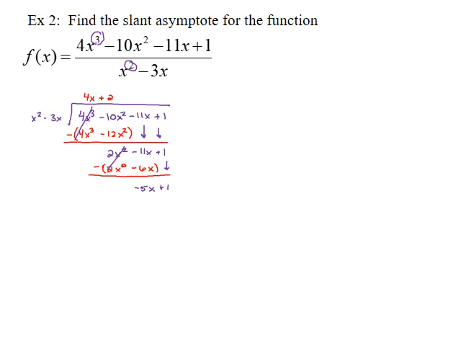Now, I misspoke on the last slide. I said you're trying to go down to the constant. That's not true. You're just trying to go until the term that you have left over is less than what you're trying to divide. So x is less than x squared, so you don't need to divide anymore. That part in red up there is your answer. So the slant asymptote of this problem is y equals 4x plus 2.